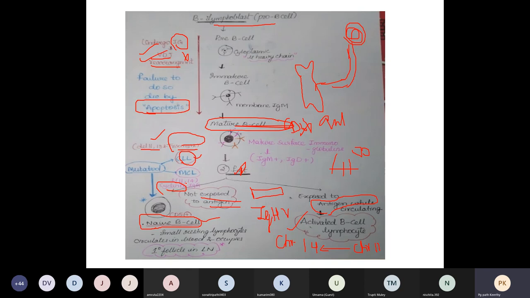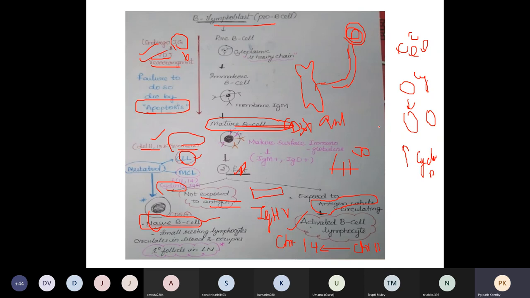Now, anybody knows what is cyclin? I already told you, it has a role in the cell cycle, right? For a cell to divide, you need a cyclin. So this is the cell cycle. It helps in the progression into cell division. So this translocation will increase the production of your cyclin D. As a result, your naive B cell keeps proliferating in excess and causing what lymphoma?